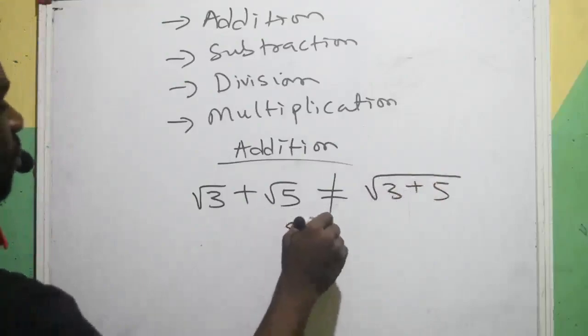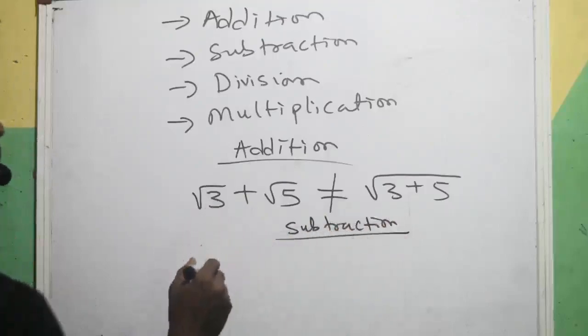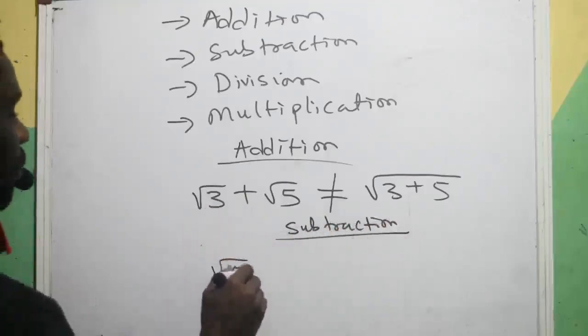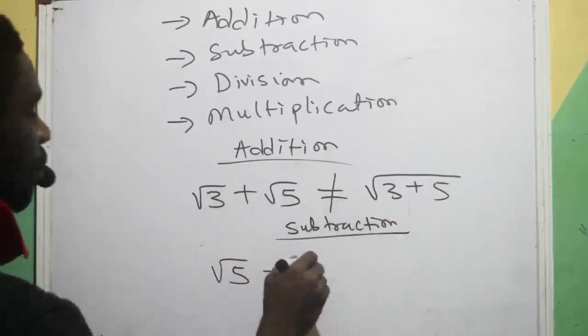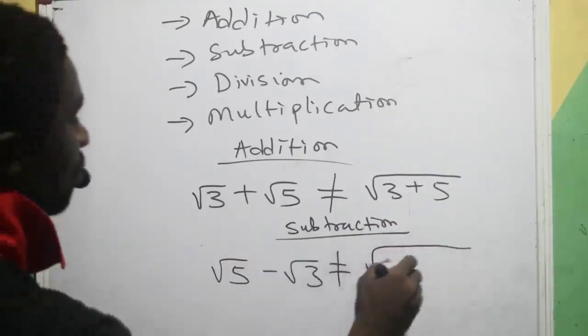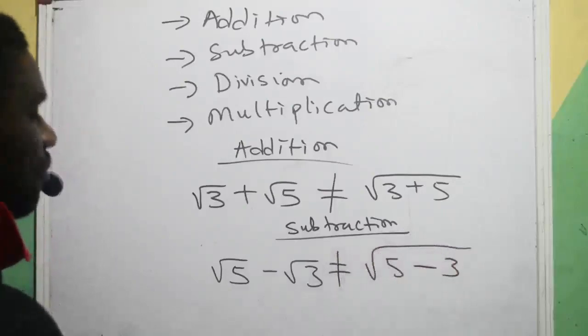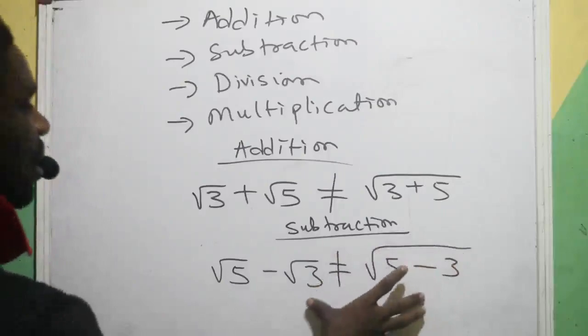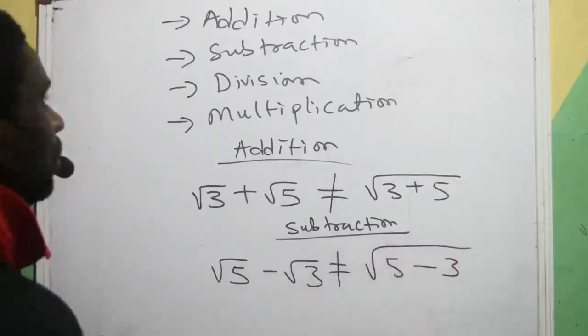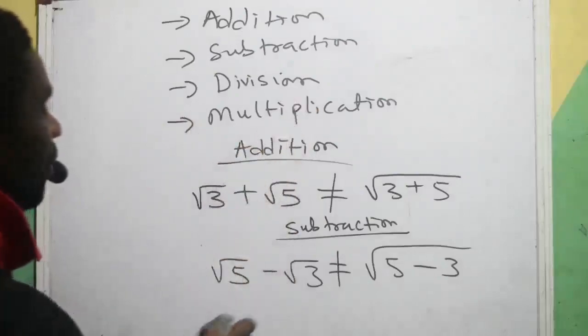We are dealing with subtraction. You have to know that if I write square root of 5 minus square root of 3, it's not the same thing as saying square root of 5 minus 3. These two are not the same thing, so be warned. Okay, so let me also give you a rundown with regards to division.